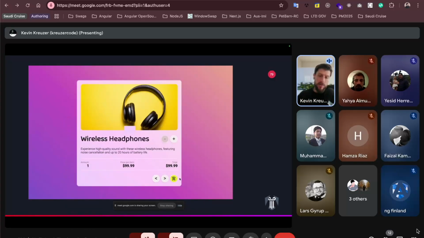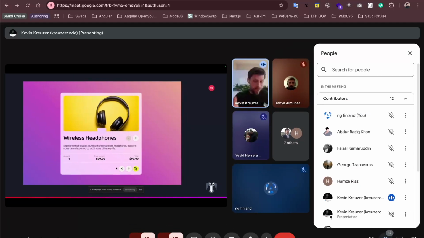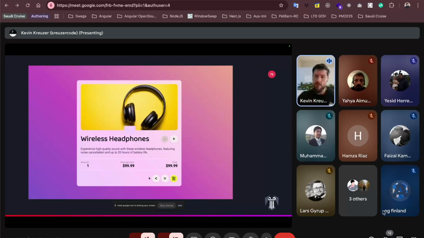But this component also allows you to switch between different products. So you can go to the next product and so on. And whenever you switch to the next product, you actually want to reset the amount to 1. What we want to avoid is that you have 2 headphones in the basket, then you switch to shoes and it's still 2. It should reset to 1.